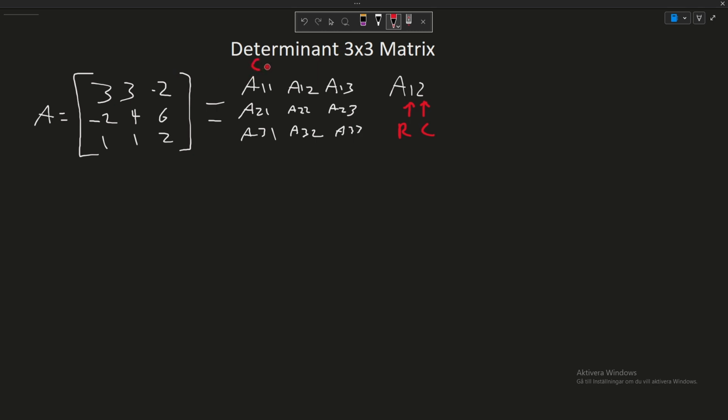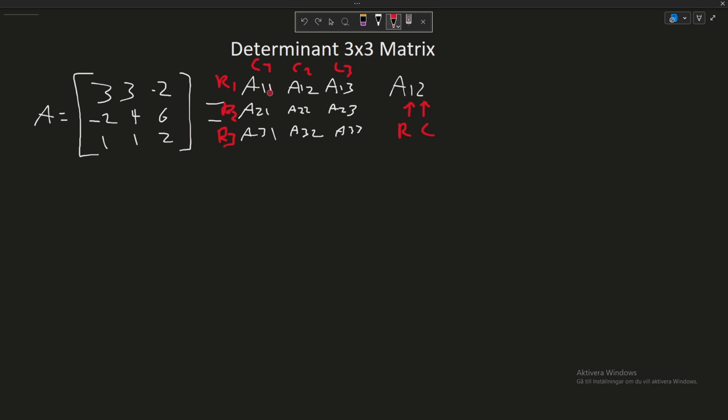So we will have row 1 here, column 1, column 2, column 3. And we have row 1, row 2, row 3. So when we solve the determinant, we will have 3 2 by 2 matrices.